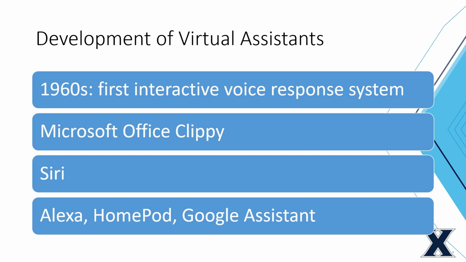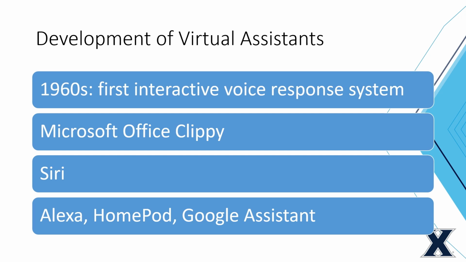A little bit into the background, history, and development of virtual assistants. The first known virtual assistant was around the 1960s with the interactive voice response system. This was a caller system that provided an automated response to people calling in. So instead of having to call during daylight hours and talk to a human source, callers could call in, receive automated questions, and navigate to where they needed to be.